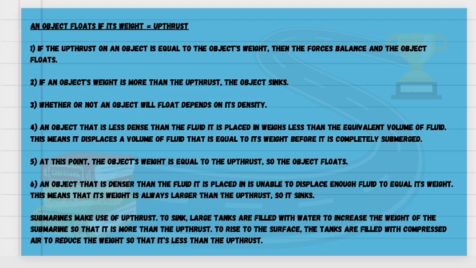Submarines make use of upthrust. To sink, large tanks are filled with water to increase the weight of the submarine so that it is more than the upthrust. To rise to the surface, the tanks are filled with compressed air to reduce the weight so that it's less than the upthrust.